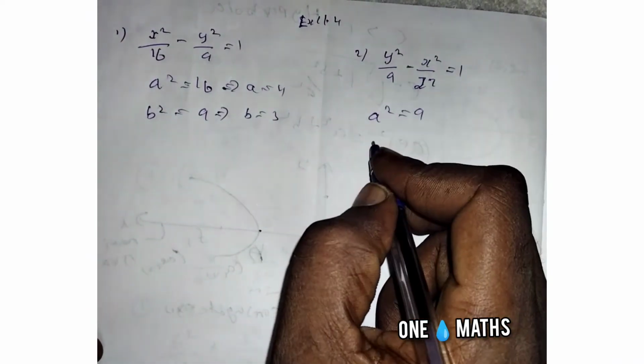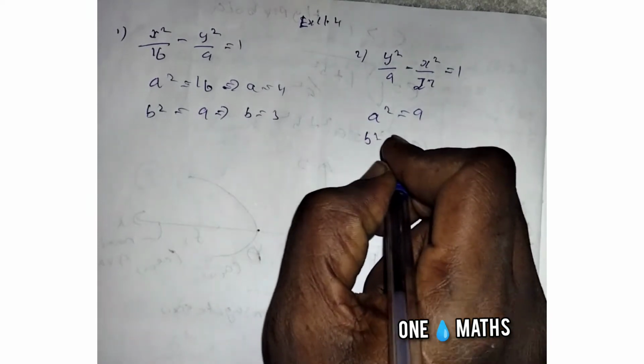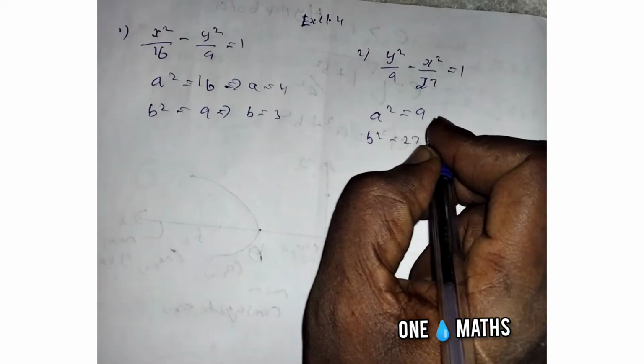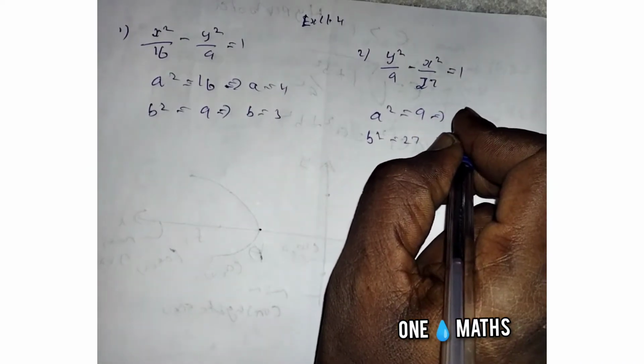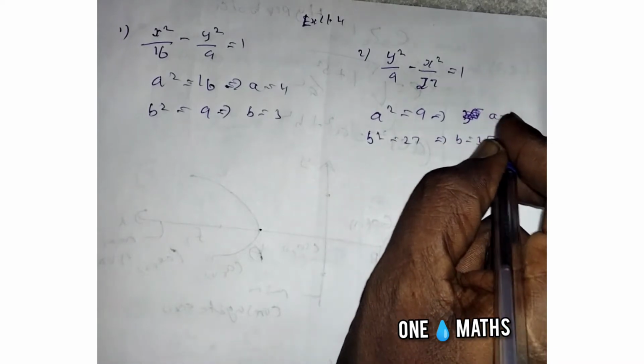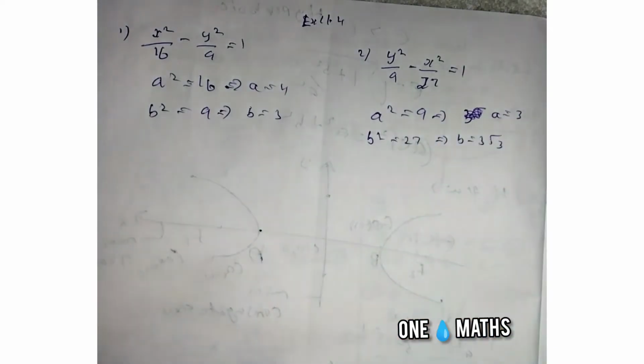Like that, for the remaining one we have 27, so here b squared equals 27. Then we can write b equals 3 root 3. Here a squared equals 9, a equals 3.